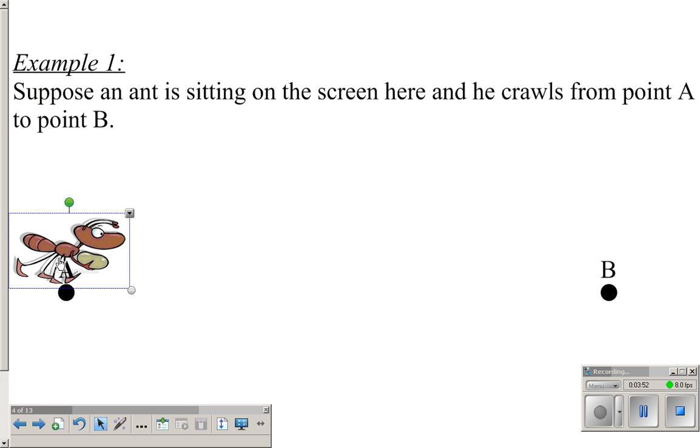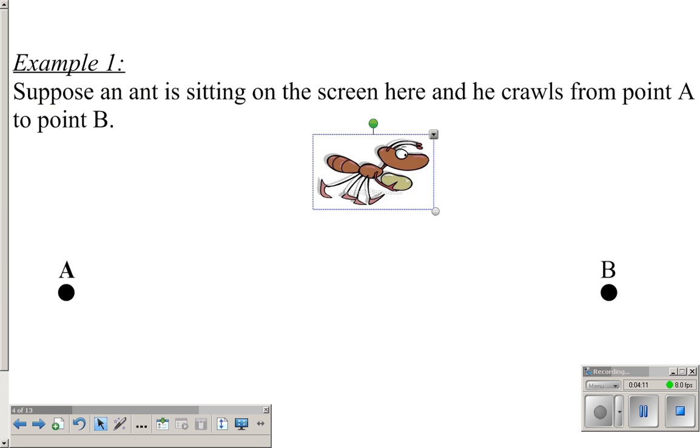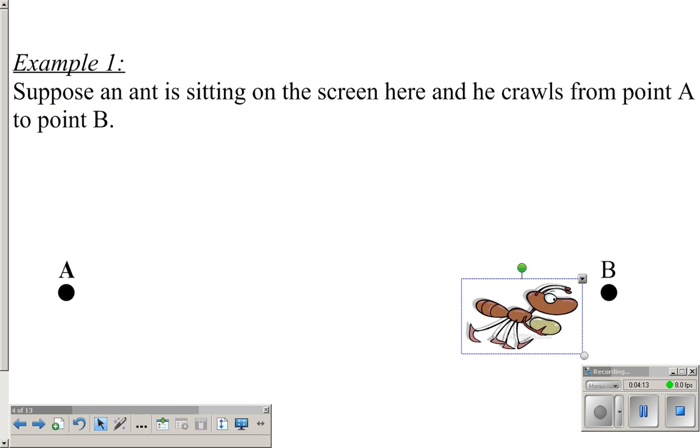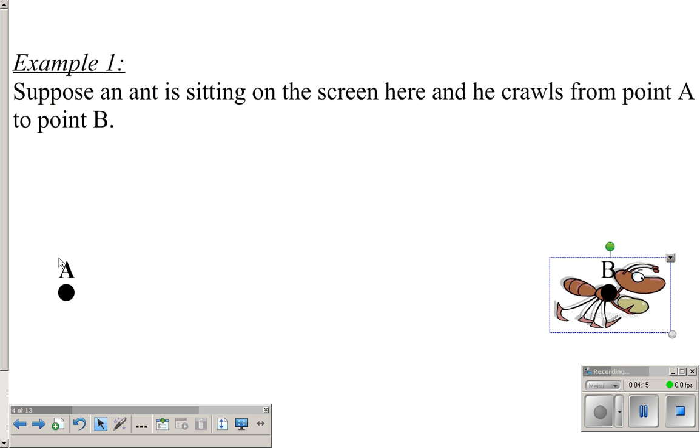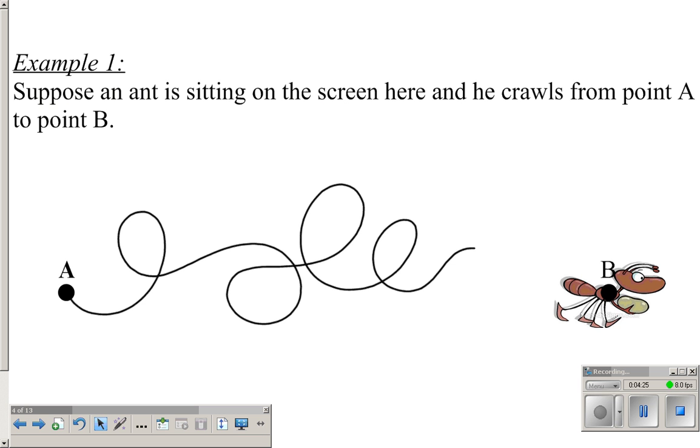So anyway, suppose the ant is sitting on the screen here on my smartboard, and he's going to crawl from point A to point B. All right, so there's a couple different ways he could do this. He could walk in a straight line from point A to point B. We're going to have him do something a little bit different, which is this. He's going to walk in a big, long, curvy, windy path to get over here to point B. All right, so if I traced that path, maybe the path that he followed looked something like this. Whatever. He didn't walk in a straight line. He was all windy and weavy.